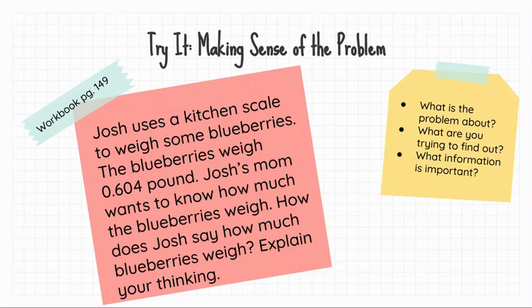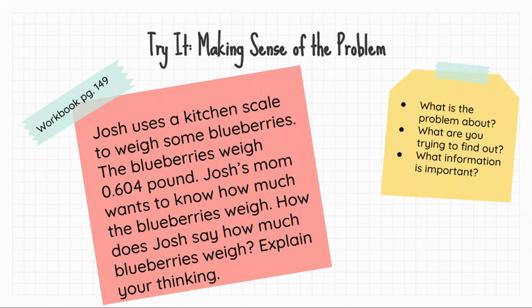Second read. Josh uses a kitchen scale to weigh some blueberries. The blueberries weigh 0.04 pound. Josh's mom wants to know how much the blueberries weigh. And how does Josh say how many blueberries weigh? Explain your thinking. Question 2. What are you trying to find out? What is the question asking you to do? Here's a hint. Find the question mark. That's usually where the question is.